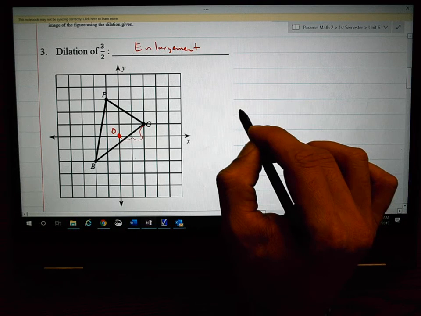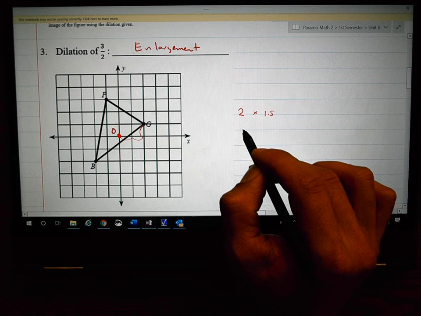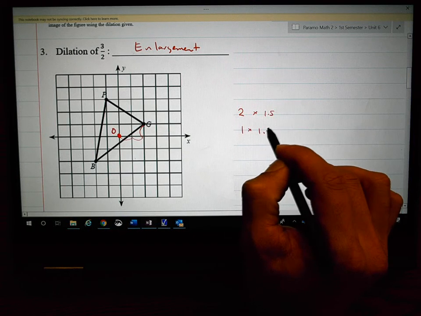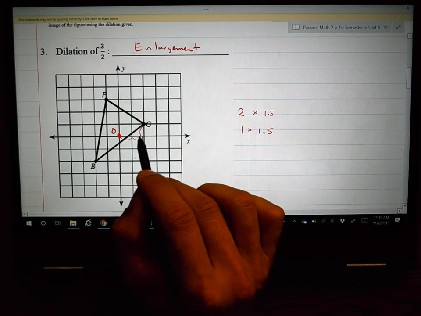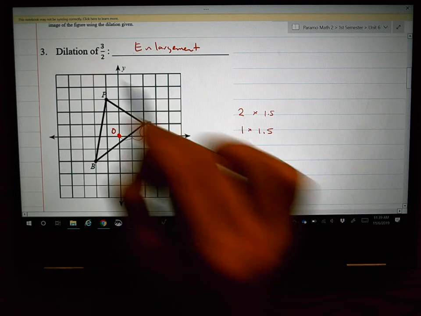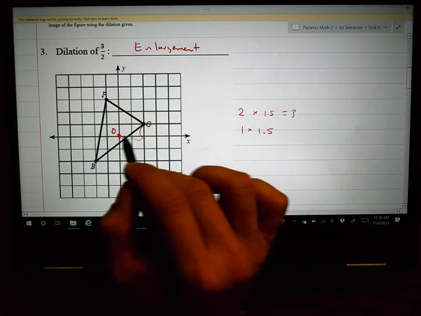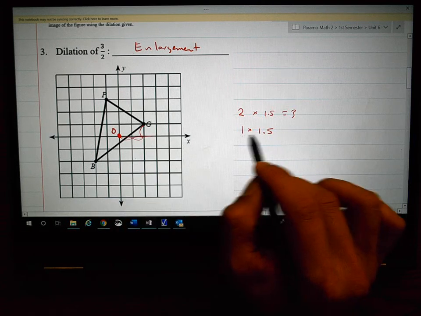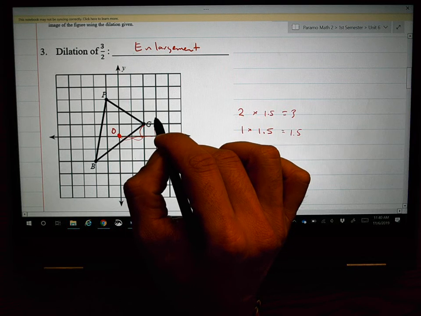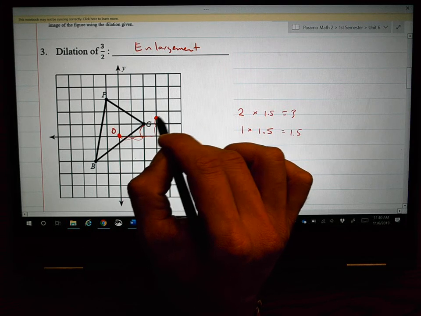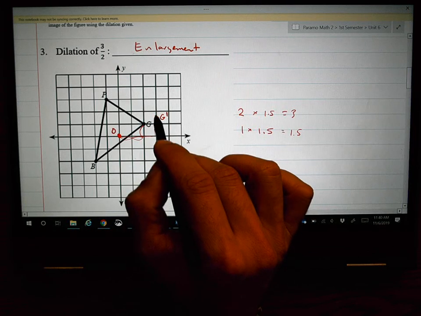You are going to have to think, what is 2 times 1.5 and what is 1 times 1.5? In the horizontal direction, we went 2, then up 1, but I needed to have that 3/2 bigger. 2 times 1.5, if you need a calculator, use a calculator. We're going to go 3 to the right. 1, 2, 3. We're going to go 1.5 times up. 1.5. G prime is right here, halfway between 1 and 2.